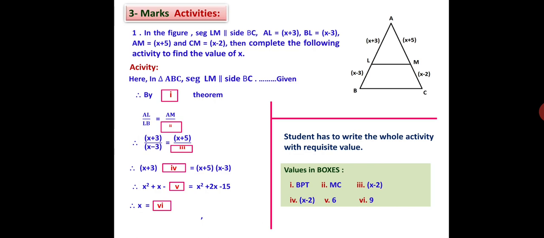Therefore cross multiplication, x plus 3 in, at the fourth place again x minus 2 is equal to x plus 5, one bracket, x minus 3 another bracket. After solving these two brackets, x plus 3 in one bracket, x minus 2 in another bracket, you are getting x square plus x minus 6 is equal to x square plus 2x minus 15. So after simplification, you are getting the x value as 9. So these are the values you have to substitute.